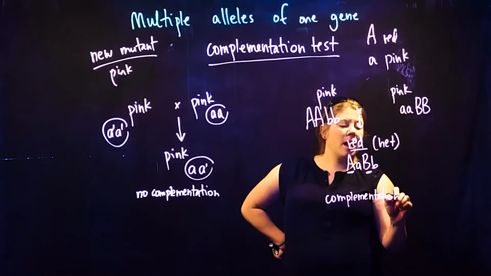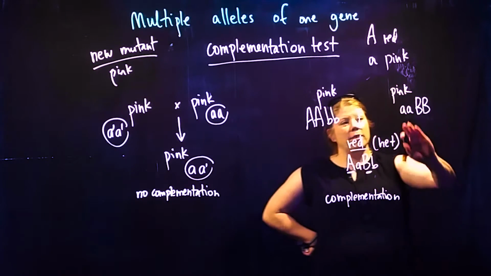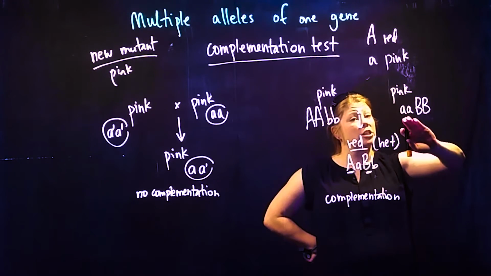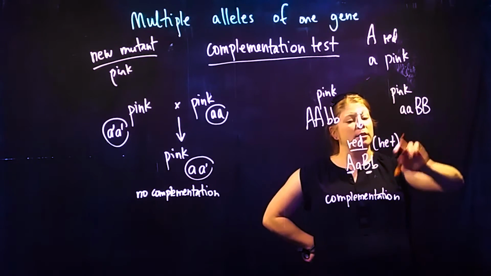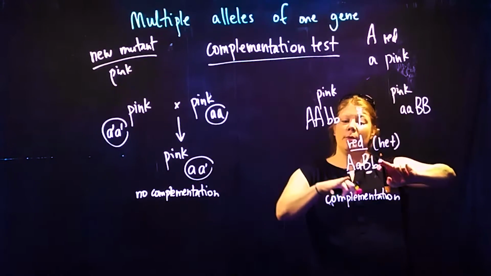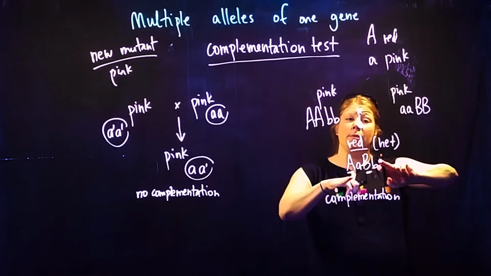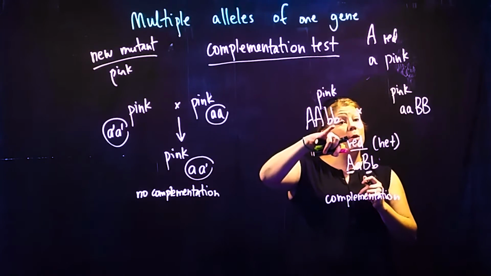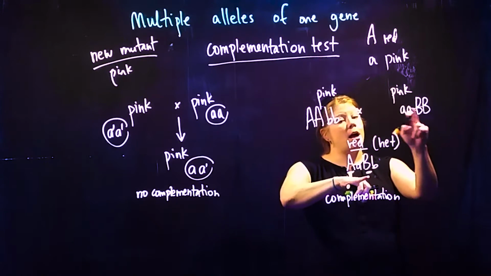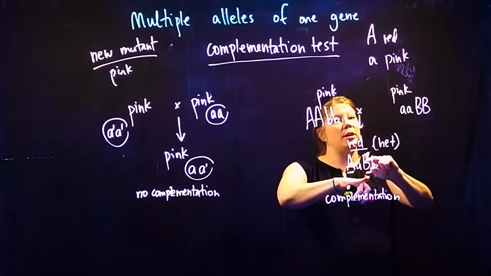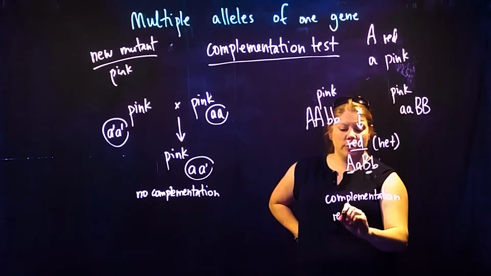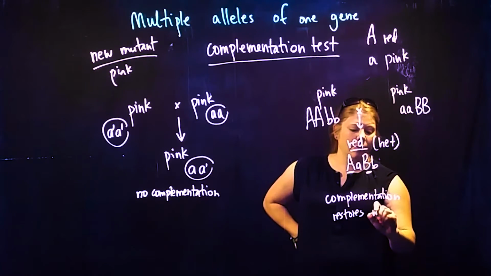And what the complementation means is, this plant is pink because it doesn't have a functioning version of big A. This plant is not pink. Its little a's are complemented by the presence of a big A from the other parent. And likewise, this plant is not red because it doesn't have a functioning version of B, but it's complemented in the heterozygote by the big B that it received from the other parent. So we have complementation here, which restores the wild type phenotype.